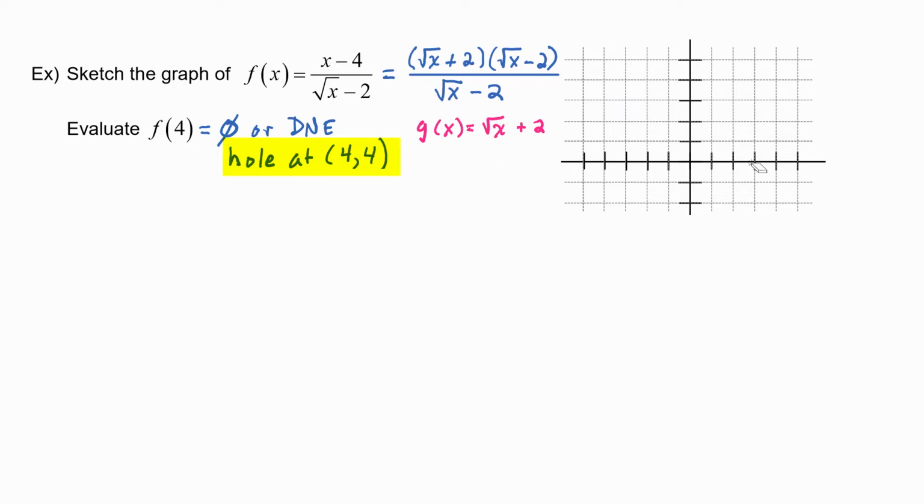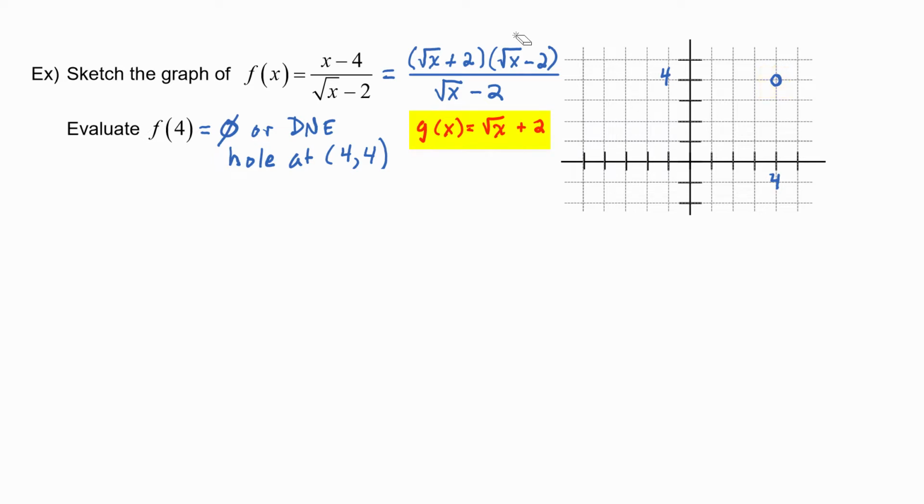So we can come over to our graph, 4 on the x-axis, 4 on the y-axis. We know that there is a hole there. Now what we can do is just graph g of x, putting that hole in there, and we know that will give us the graph of f of x.